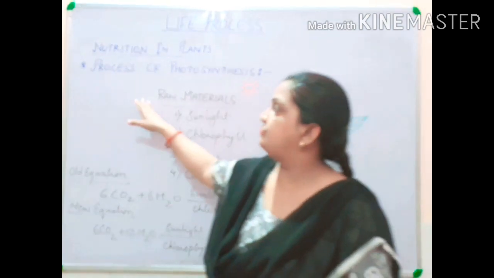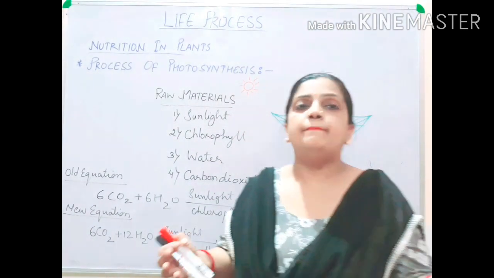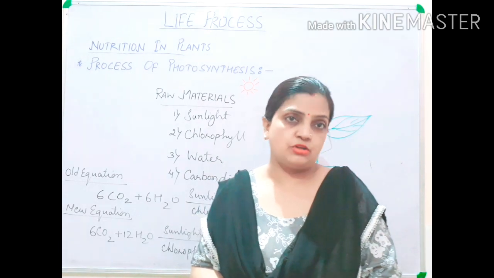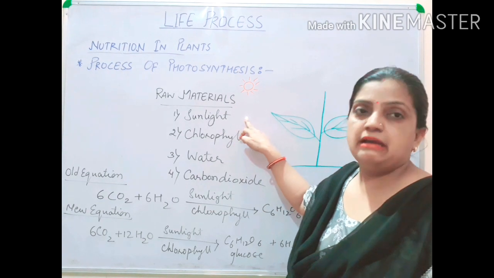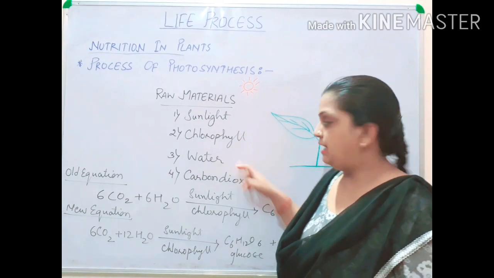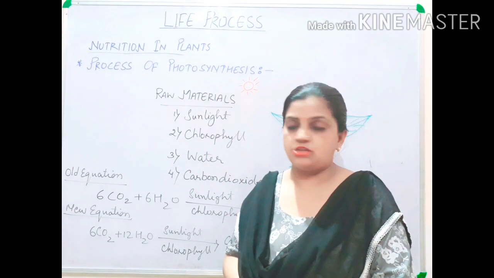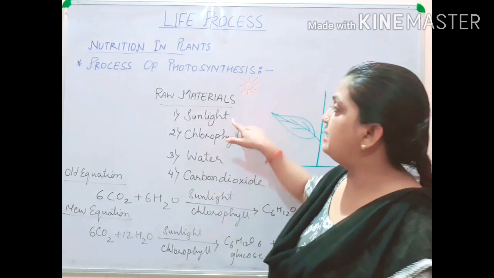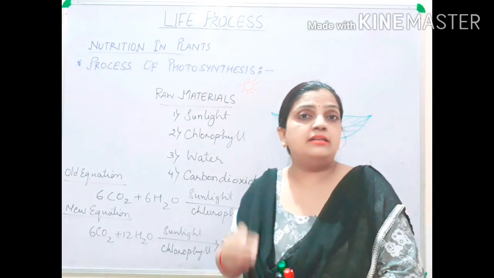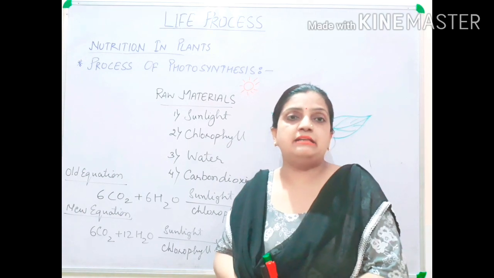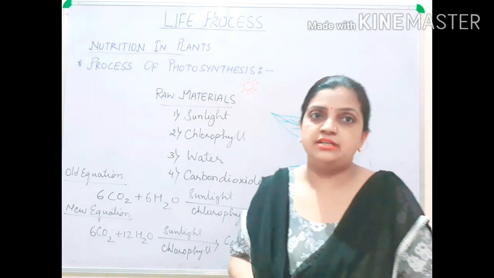Children, in the process of photosynthesis, we require few raw materials and few components of the photosynthetic process. And those components of photosynthesis are your sunlight, chlorophyll, water and carbon dioxide. These are the four components of the photosynthesis process. Now in this, sunlight, the plant will receive from the sun. Here light is important. It doesn't mean that the plant is only going to acquire light from the sun. It may be artificial light also.